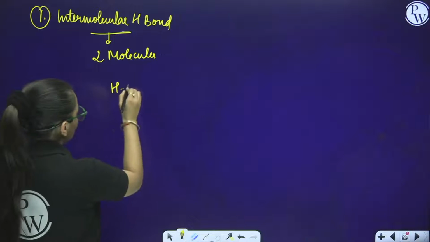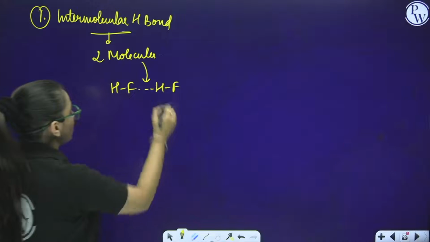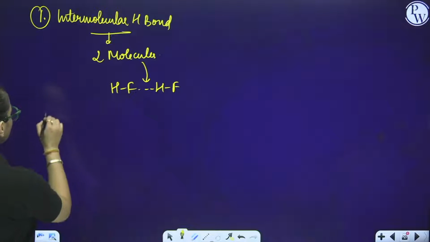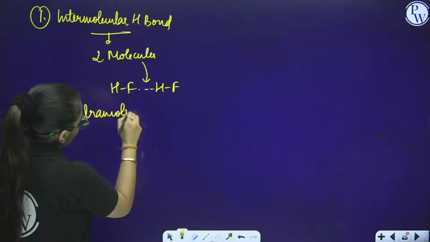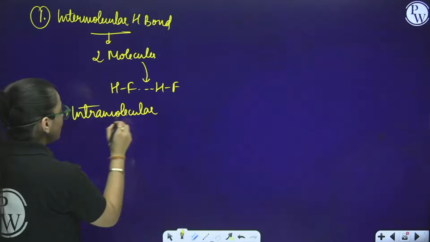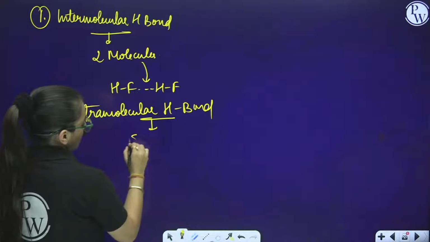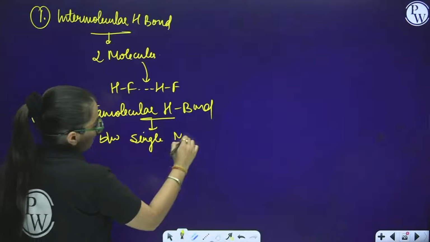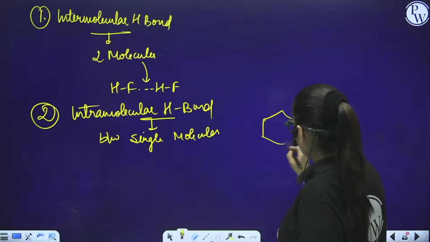For example, now only I have told you HF, HF. The hydrogen bonding between two molecules, that is intermolecular hydrogen bonding. Clear? What is intramolecular? Intramolecular is between a single molecule but between different groups. Between a single molecule but between different groups.